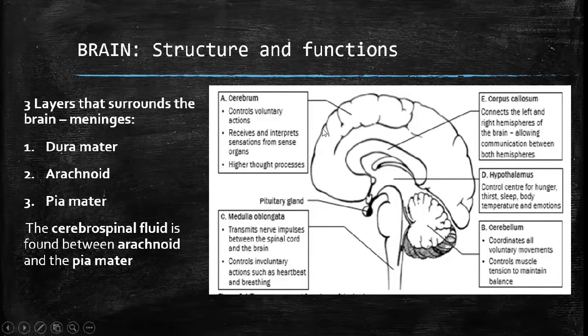Now, let us just look at the parts of the brain. Now, the brain has a cerebrum, which is this part here, the biggest portion of the brain. And then it has the corpus callosum, the structure here. And then it has the medulla oblongata, which is this part here. And then it has the hypothalamus, which is the part here above the medulla, but below the corpus callosum. And then it has the part here, which is called the cerebellum.